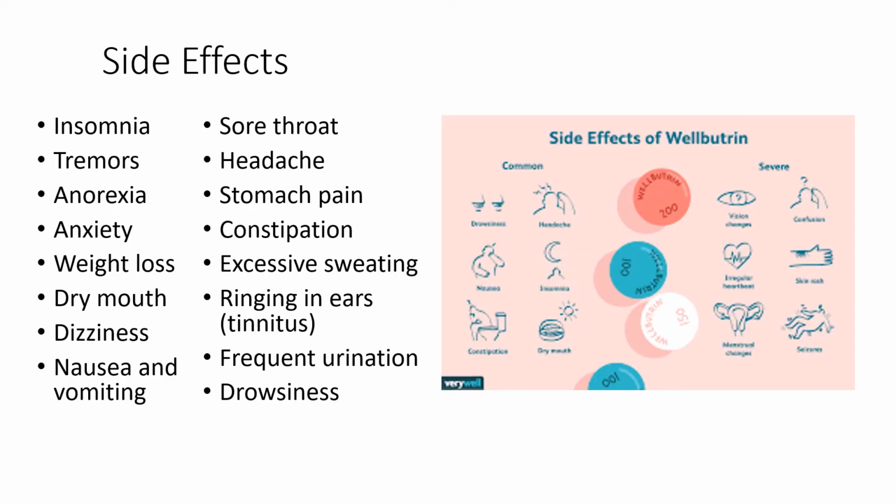As with every other medication, Bupropion does have common side effects. These side effects may include insomnia, tremors, anorexia, anxiety, weight loss, dry mouth, dizziness, nausea and vomiting, sore throat, headache, stomach pain and constipation, excessive sweating, tinnitus, which is ringing in the ears, frequent urination, and drowsiness.